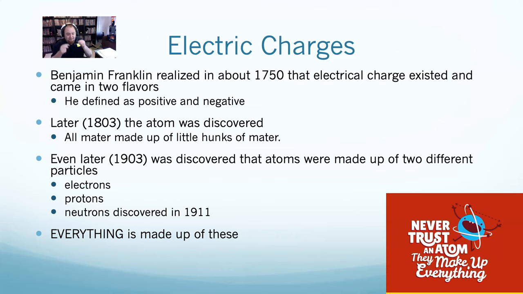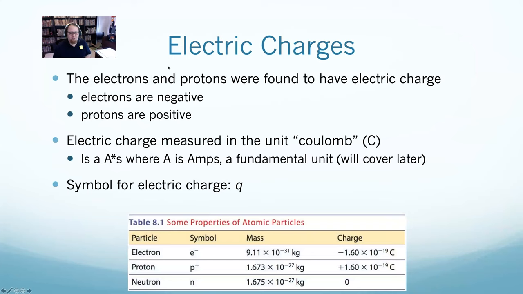And this idea, Benjamin Franklin's realization of positive and negative charges, was very instrumental in working out what the atom is and how the atom works. Because what people realized is these pieces that make up the atom, the electrons, the protons, and the neutrons, have charges. Now, the neutrons don't. Neutrons have no charge. And so for the most part, we're not going to talk about them this chapter. They'll come up more later on. But electrons and protons have an electric charge.